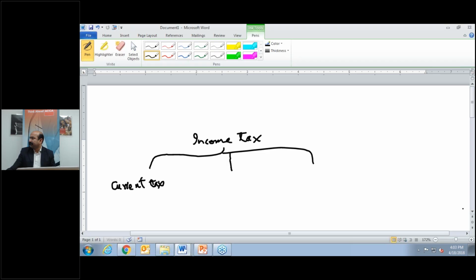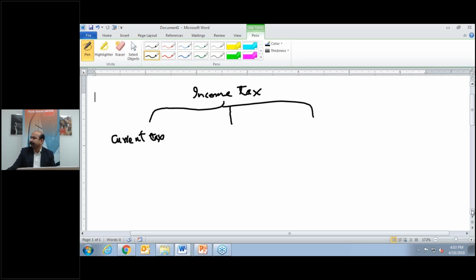What is this current tax? In fact, very simple. When you multiply taxable profit with the prevailing tax rate, this will give you the current tax.